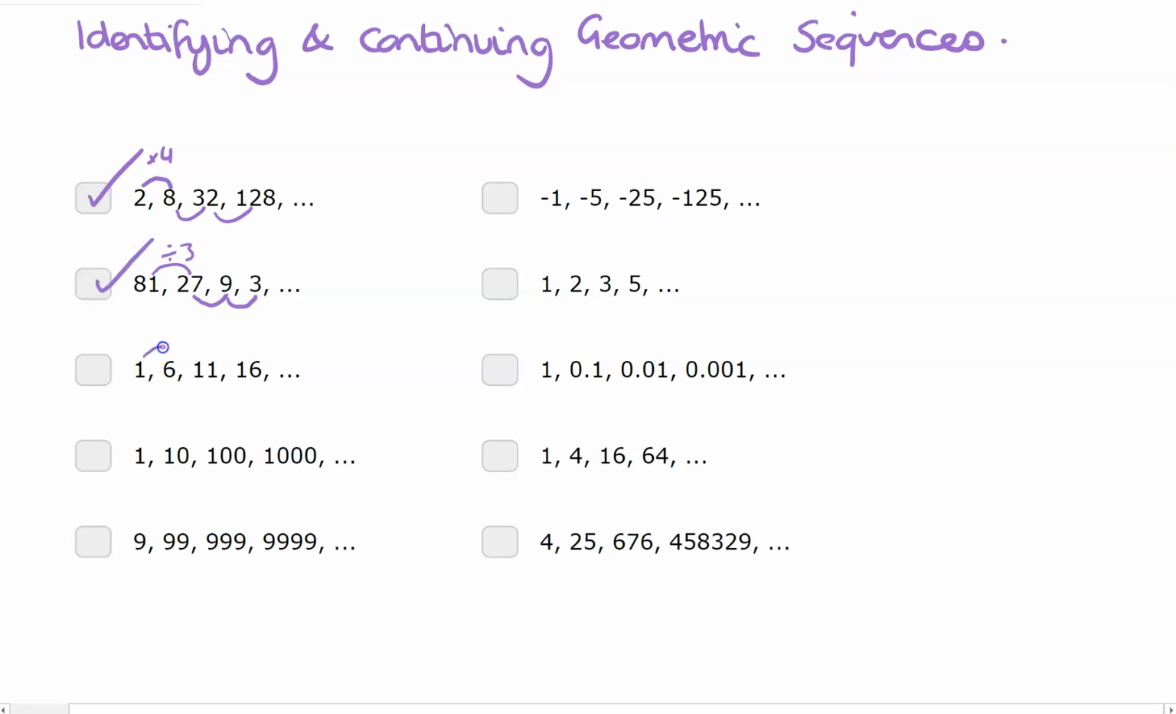Next one, that would be divided by 6. Sorry, times by 6. But then the next one would have to be 36 for it to work. So that one is not. That one's actually just adding 5 every time, which is an arithmetic sequence, not geometric.